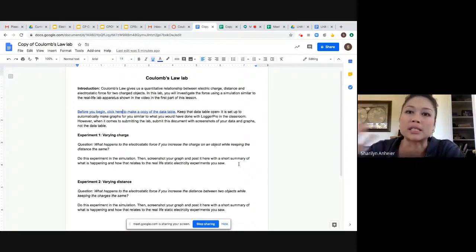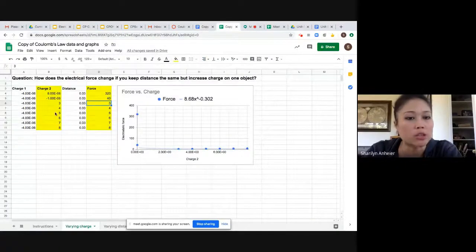So if it's decreasing as your charge decreases or increases as the charge increases, or if it's opposite, or if there's sort of a curved shape to it, you want to talk about that relationship.